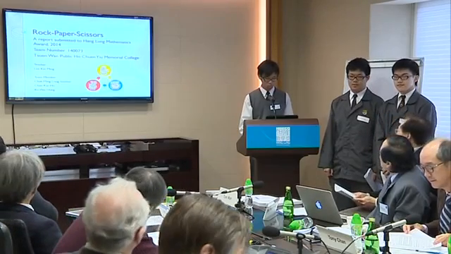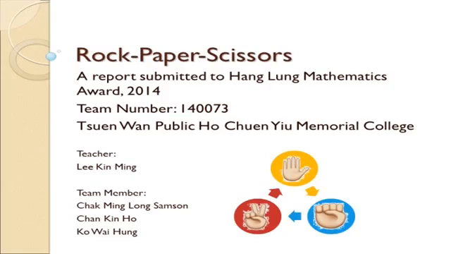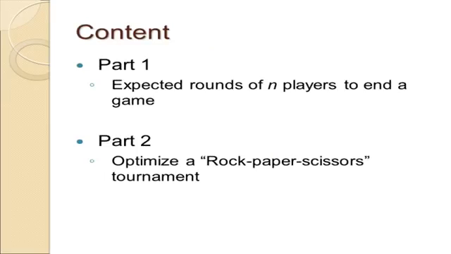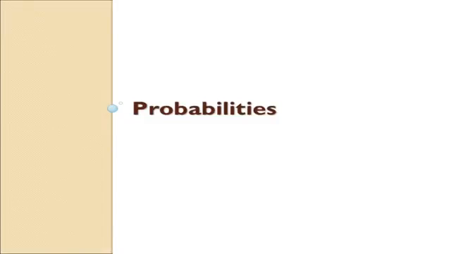Today, we are going to share our findings on rock, paper, scissors. Our report consists of two main parts. Firstly, we would like to find the expected values of rounds for n players to terminate, and then find the best way to optimize a rock, paper, scissors tournament in the second part. Let's start from the probabilities.